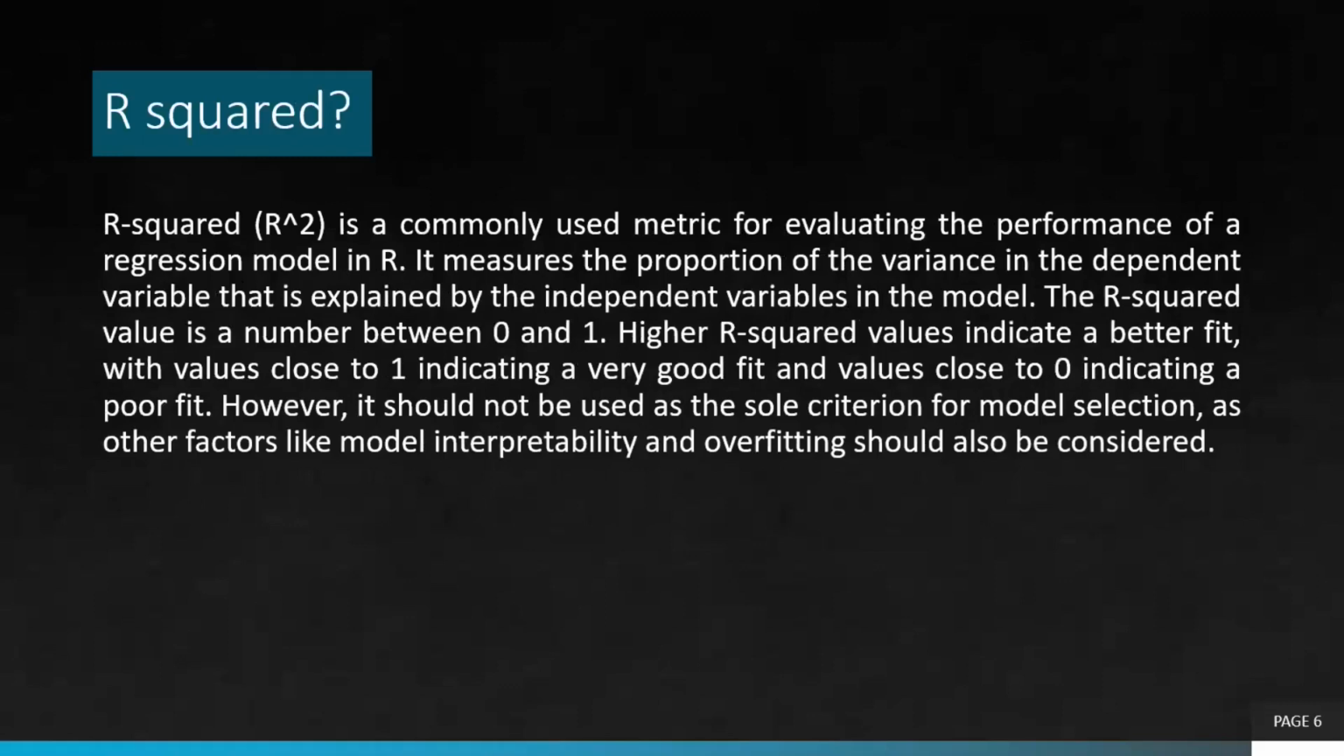So next we have R squared. R squared is a commonly used metric for evaluating the performance of a regression model in R. It measures the proportion of the variance in the dependent variable that is explained by the independent variables in the model. The R squared value is a number between 0 and 1. Higher R-squared values indicate a better fit, with values close to 1 indicating a very good fit, and values close to 0 indicating a poor fit, such as a value of 0.9 is a good R-squared score, and a value of 0.4 is a bad score.